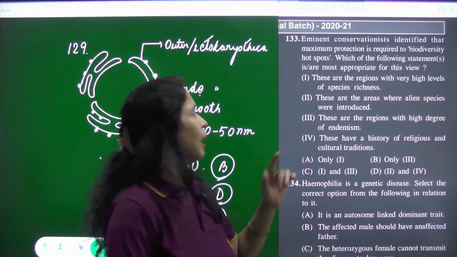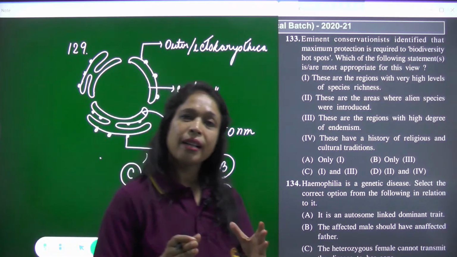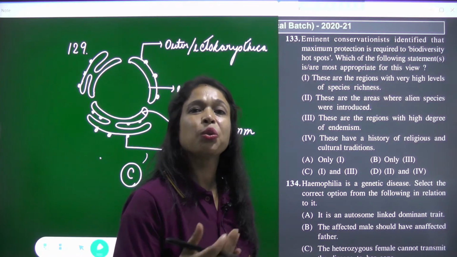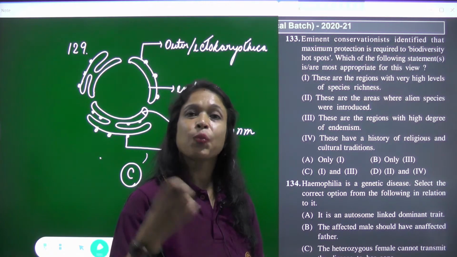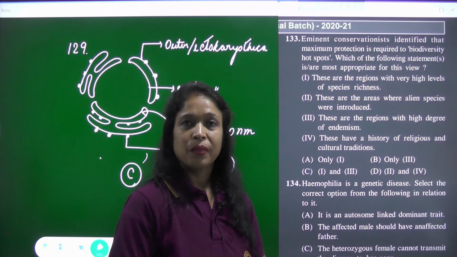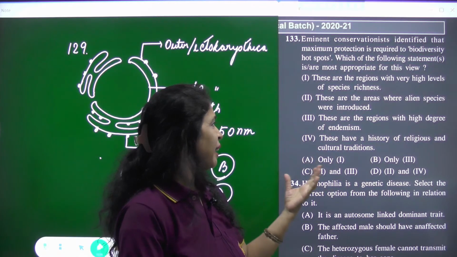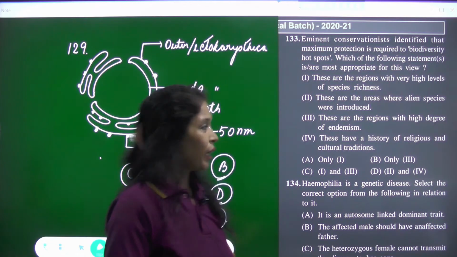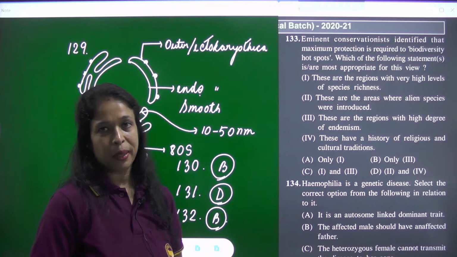These are the region with high degree of endemism, correct? ऐसा बहुत सारा species है जो सिर्फ उसी area में present होगा. Endemic to that area only, not present anywhere else. That's why they should be protected. So third statement is again correct. These have a history of religious and cultural tradition. No, not such. कोई ऐसा religious या cultural traditions नहीं है hotspot biodiversity में.